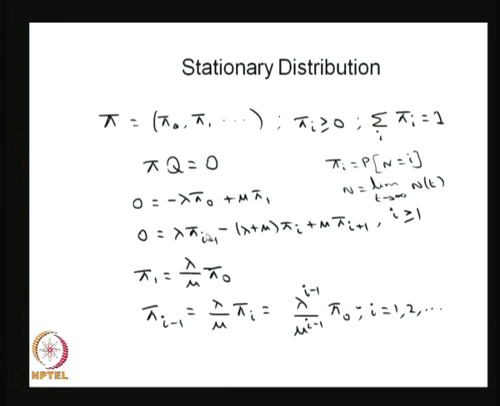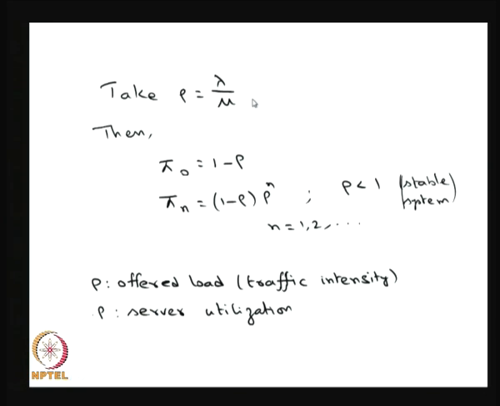So, once you frame the equation, you will get pi 1 in terms of pi naught, and pi i minus 1 in terms of pi i, then substitute recursively, you will get everything in terms of pi naught. Since it is a homogeneous equation, you will get all pi i's in terms of pi naught. So, use the normalizing equation, summation of pi i equal to 1, you will get pi naught. So, pi naught is equal to 1 minus rho, where rho is lambda by mu.